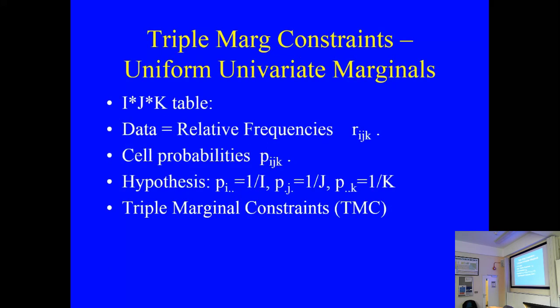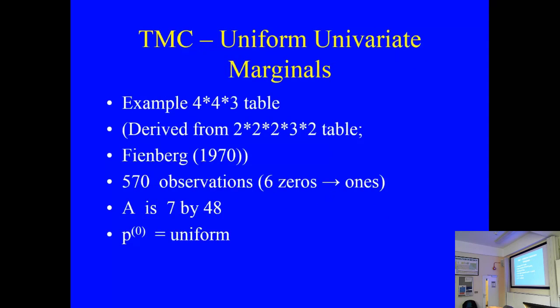Now here's a 3-dimensional table. So we've got an I by J by K table, relative frequencies R, cell probabilities P, triple subscripts. The hypothesis that we're considering is that all 3 marginal distributions are uniform. So Pi dot dot is one over capital I, and so on.